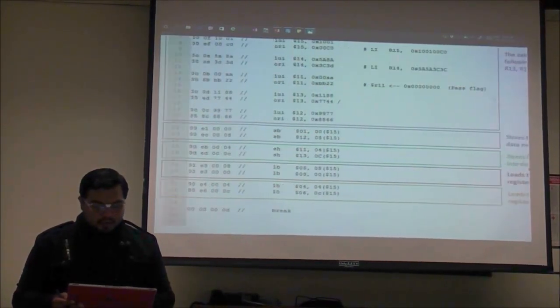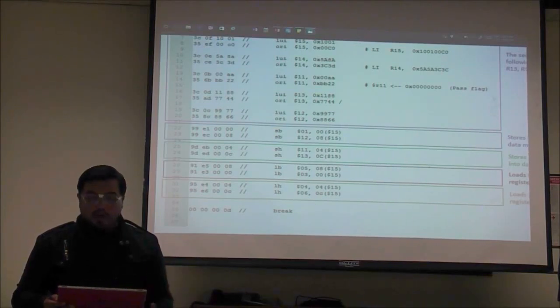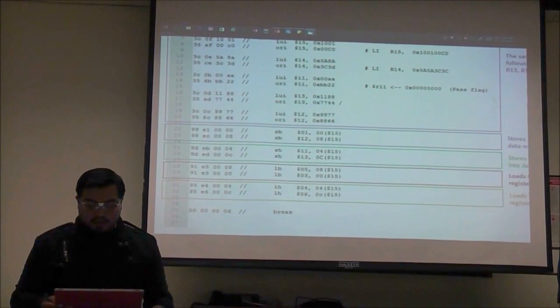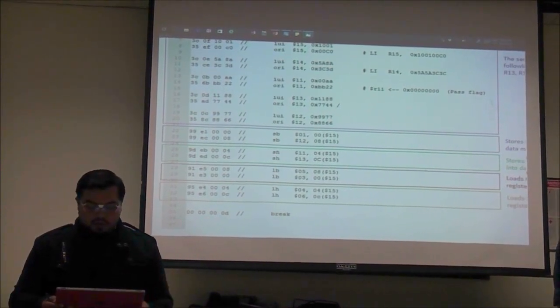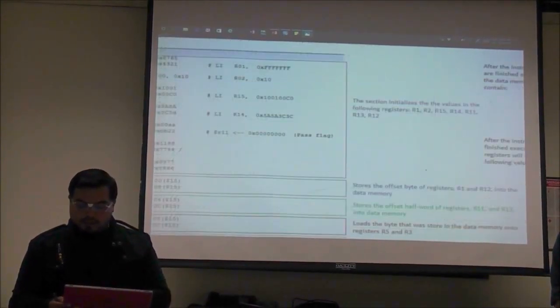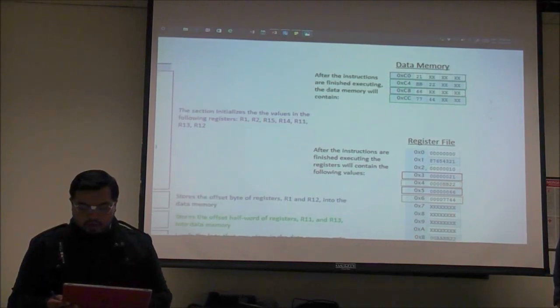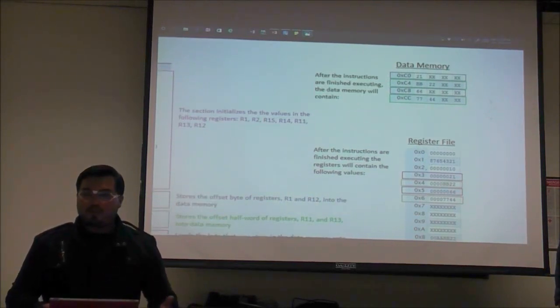Next, now I'm telling the MIPS machine, load onto register 3 with base address of 15, and the offset is 0. So that's C0, and that's 21. And what's register 3? 21.